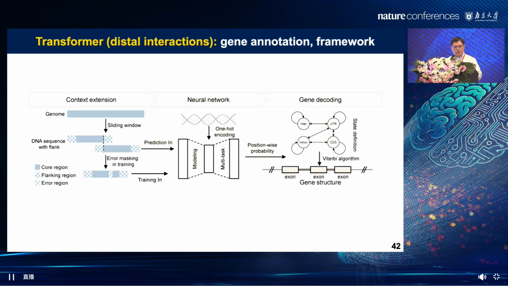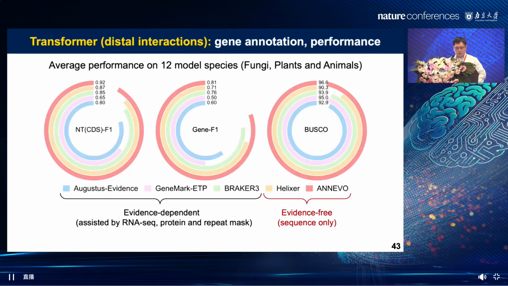All right, so this is a novel gene annotation framework. We have the context extension, so we have the DNA sequences and also their flanking sequences as well. Then we still use a neural network to build the model, and then we have the gene decoding part. Okay, to cut the story short, let me show you the performance.